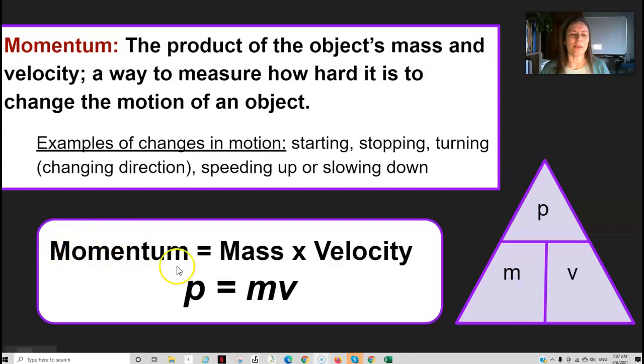So to calculate momentum, we do mass times velocity. And the symbol for momentum is a lowercase p. The symbol for mass is m. The symbol for velocity is v. All right, here's our calculation triangle. So in this case, we have p up here because momentum is mass times velocity.